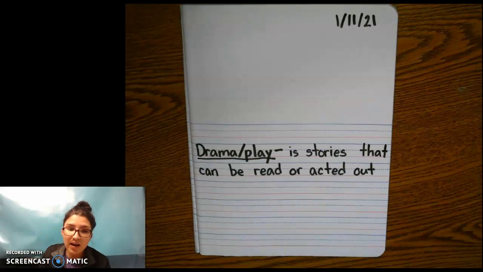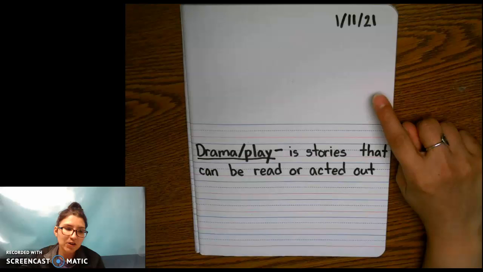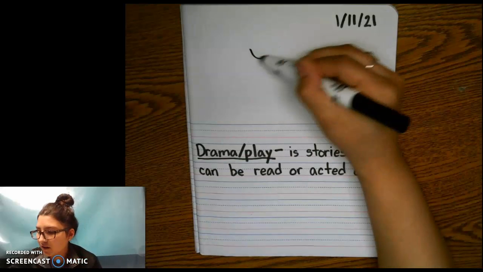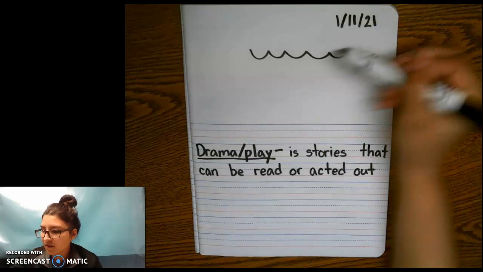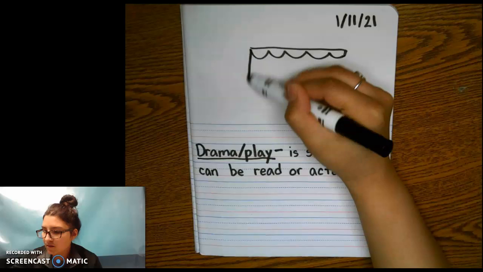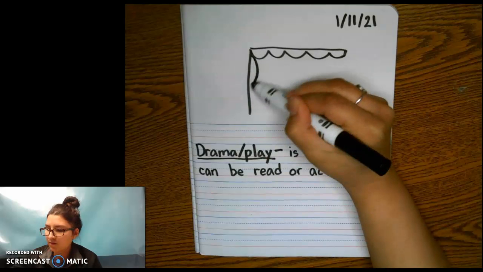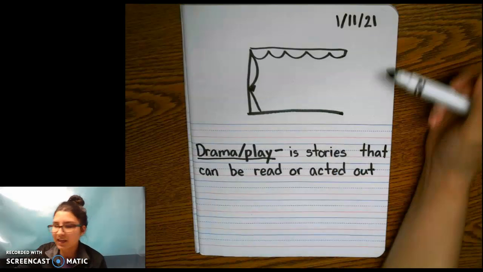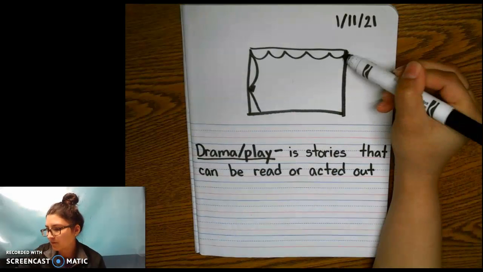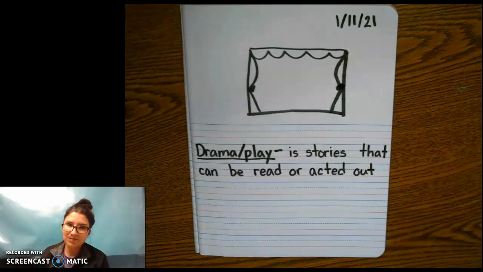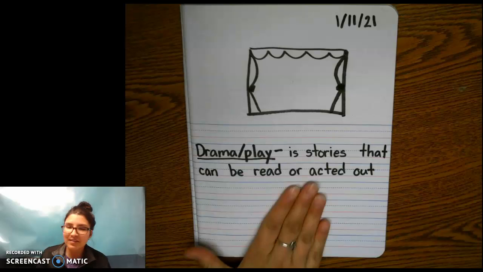And if you have time, go ahead and do a little picture right here, all right? So, for example, you can draw a little stage if you want. That's just a little example of a stage. If you need more time, just go ahead and pause the video to get the definition. Okay.